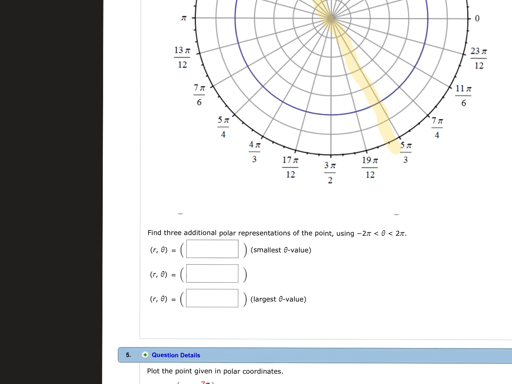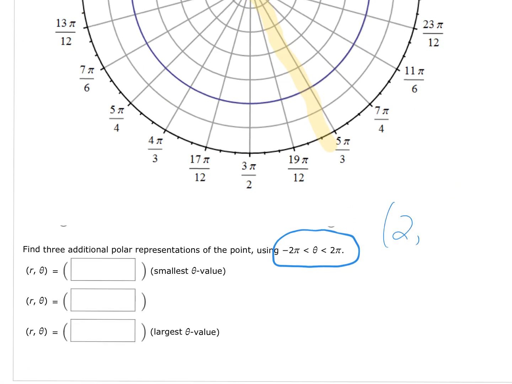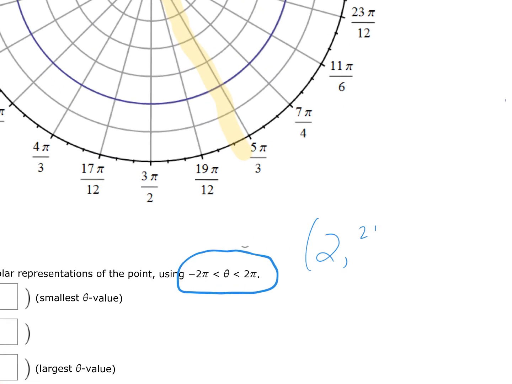I'm not going to ask you for them in numerical order of value, but they do give you the constraint that it has to be bigger and smaller than one whole circle, right? So we talked about this. My original point was 2, 2 pi over 3, correct? Yes or no?